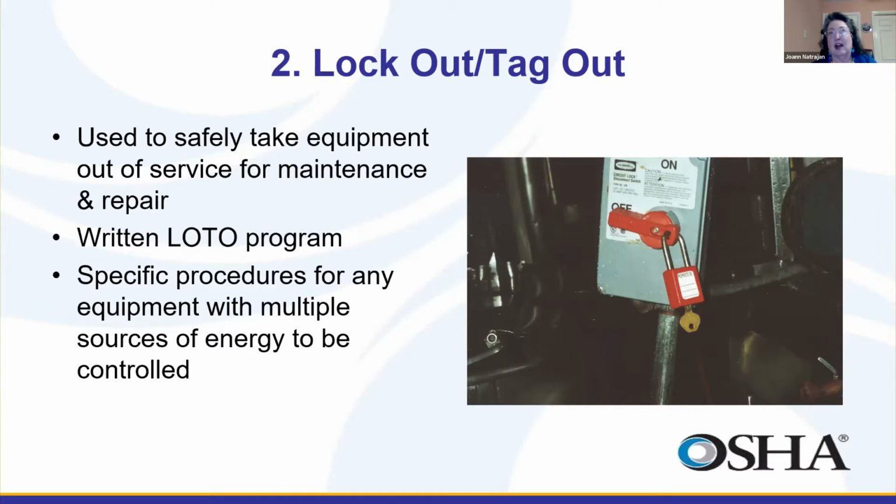In other words, you may have a piece of equipment that has electrical energy going to it. It may have pneumatic energy going to it. Gravity may be a factor on some of these, so you might have to use blocking or something to keep something from falling once you've controlled the other types of energy. Whatever it is, if you have more than one energy source, you have to have a specific procedure for that.